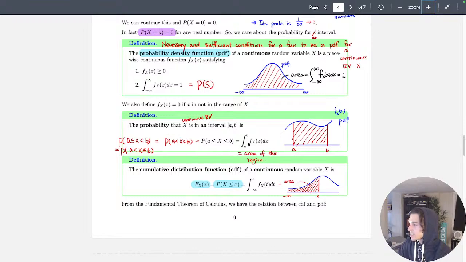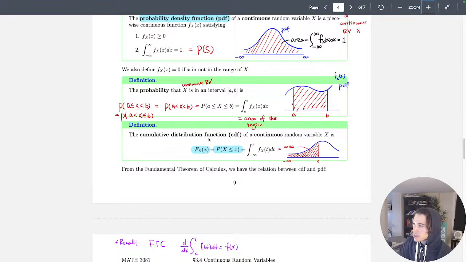And all of this is equal to the integral from a to b of f_X(x) dx. This is the area of the region from a to b. The cumulative distribution function of a continuous random variable X is just the integral from negative infinity to x of f_X(t) dt. So this bad boy right here.